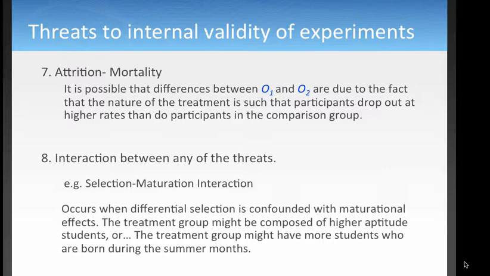And the eighth one is the interaction between any of these threats. So it could be a selection-maturation interaction, or a history and maturation interaction. All kinds of possible interaction effects could happen.